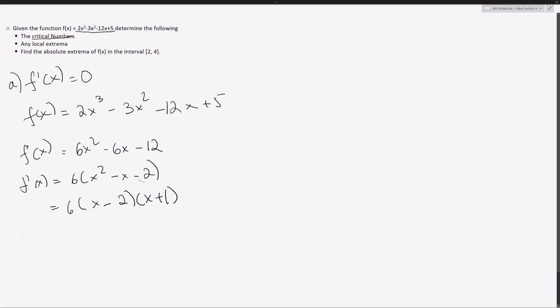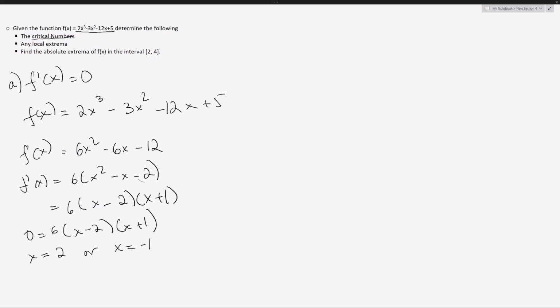From here, we know that we need to get this to 0. So we know 0 is equal to 6 times (x minus 2)(x plus 1), and so x could equal 2 or x could equal negative 1. So we have found the critical numbers for our example, right? Now we need to identify our local extrema, right? Which would be either our local maximum or our local minimum.